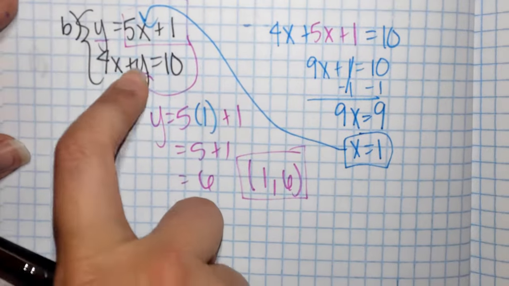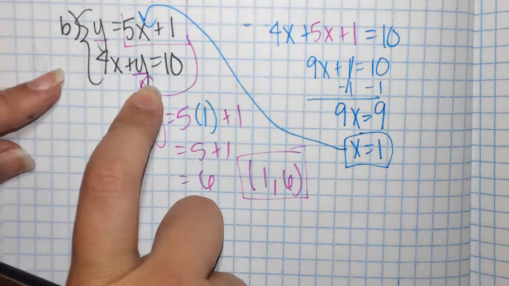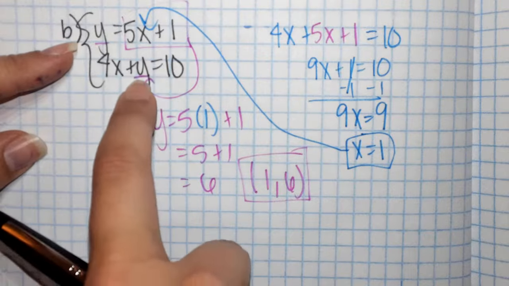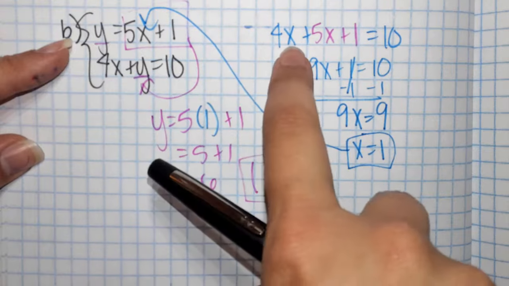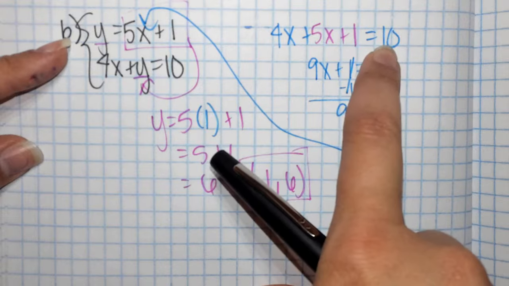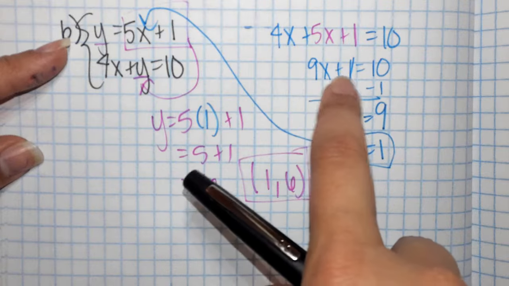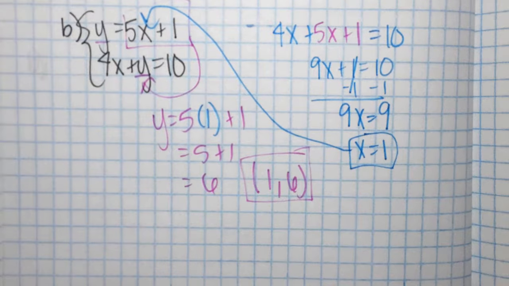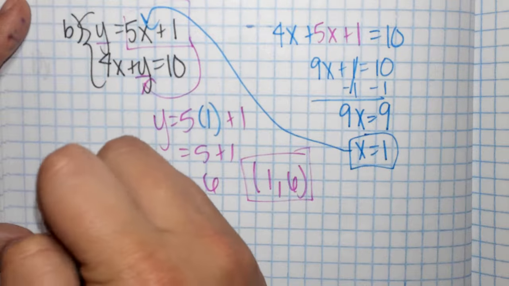Do you see how y is what's by itself this time? It's the exact same thing as we just did. So y equals 5x plus 1, so we plug that in for y. So we get 4x plus 5x plus 1 equals 10. Add them together and you get 9x plus 1 equals 10. Subtract 1, x equals 1. So copy that down right quick while I write down C.